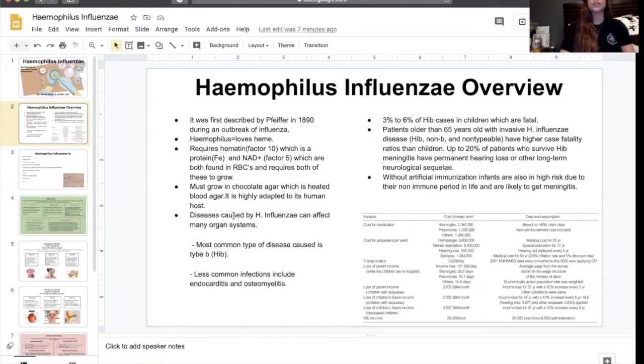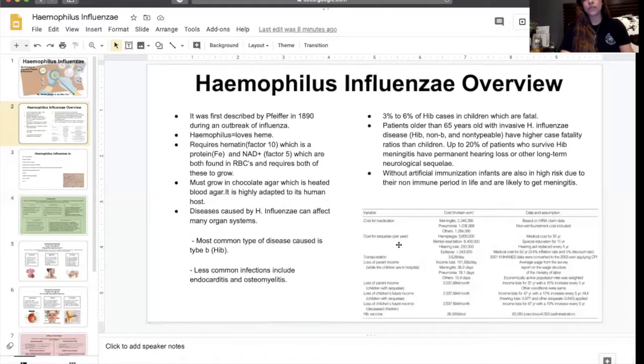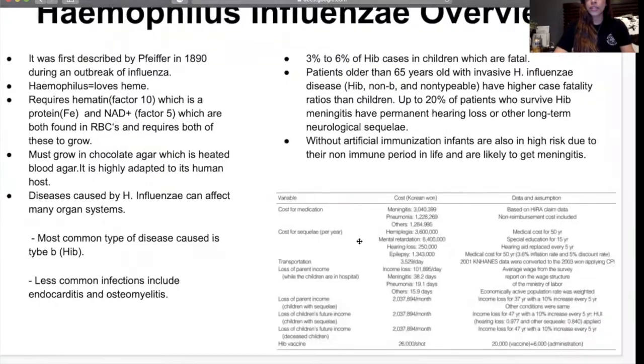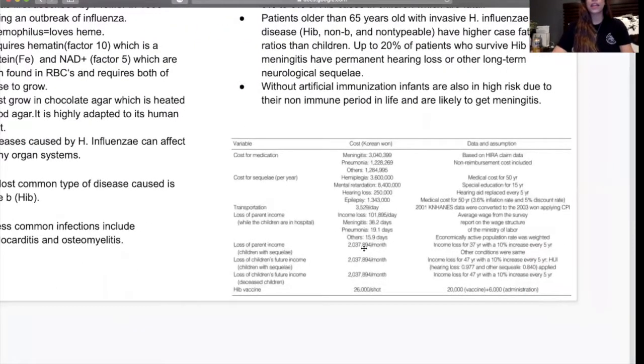There are 3 to 6% of Hib cases in children which are fatal, and then there are patients older than 65 years old with invasive H. influenzae disease, which have higher case fatality rates than children. Up to 20% of patients who survive Hib meningitis have permanent hearing loss or other long-term effects, mostly neurological. And then I gave you an example of how much it would cost for medication and so on. It's all going to be down here.